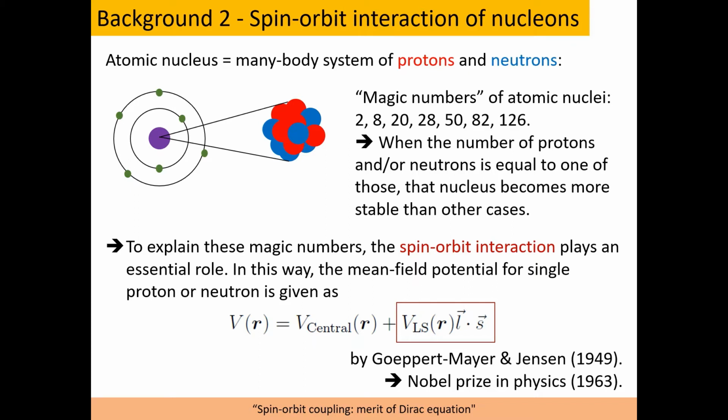And indeed, to explain these magic numbers, the spin-orbit interaction again plays an essential role in this way. The mean field potential for a single proton or neutron is given as this V(r), which includes the central potential plus the spin-orbit interaction. And actually, this work was first done by Goeppert-Mayer and Jensen, and afterward they got a Nobel Prize.